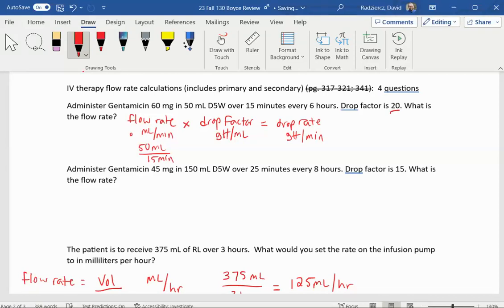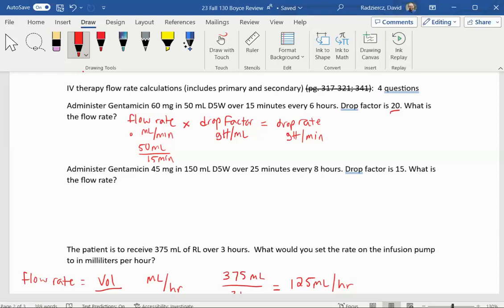Now, you may be wondering, well, what about that 6 hours? Well, 6 hours just tells us when we're running the order. So it's kind of like saying, take 2 tablets twice a day. That means 2 tablets now and then 2 tablets 12 hours later, right? So that's what this is saying.